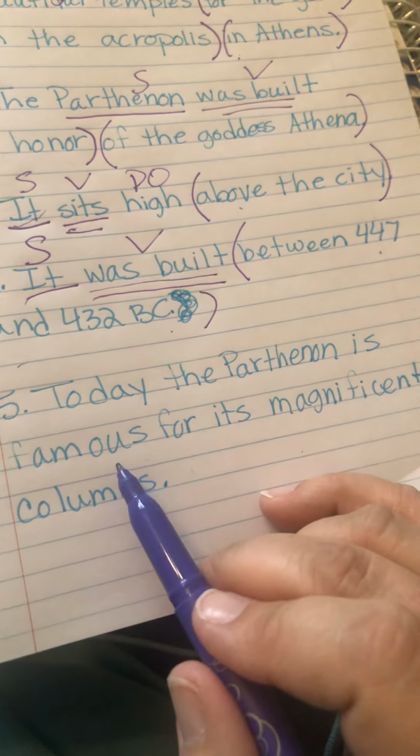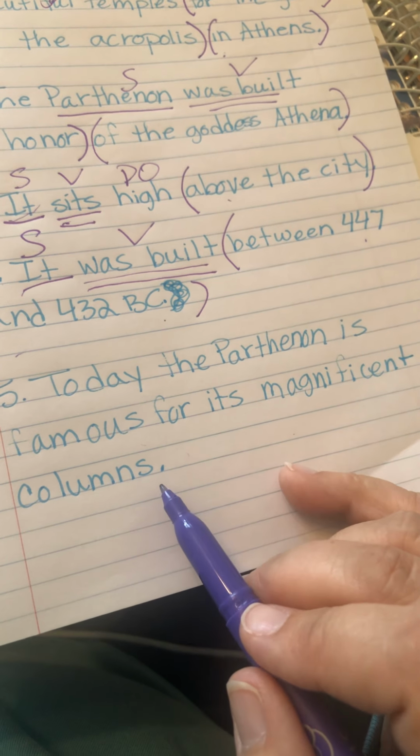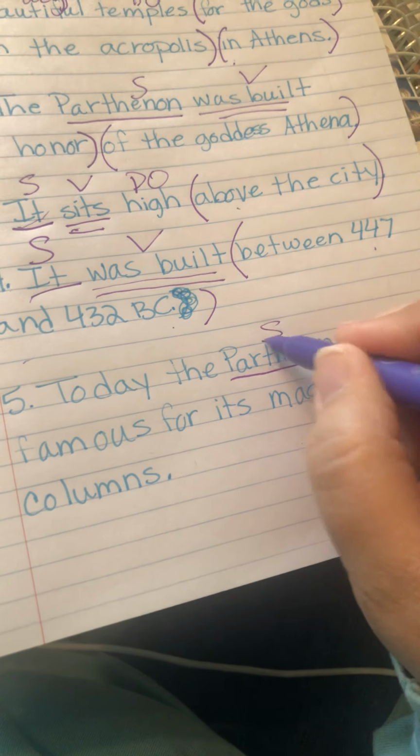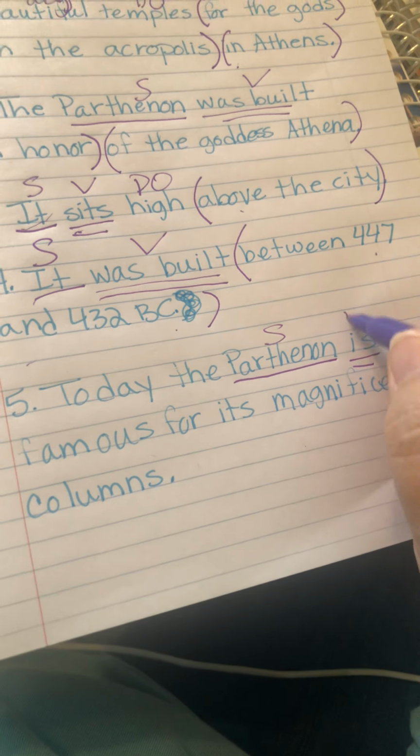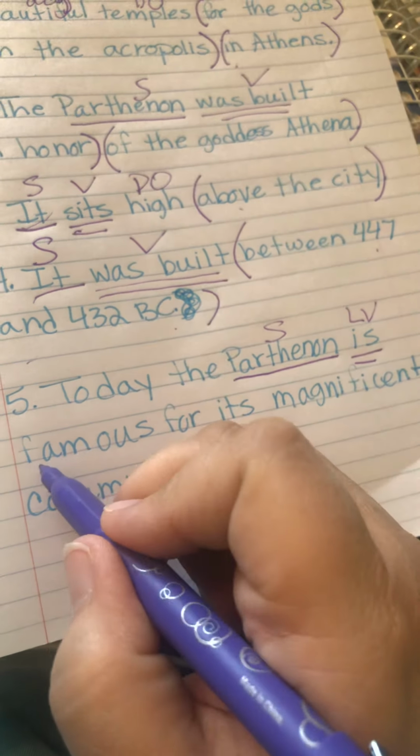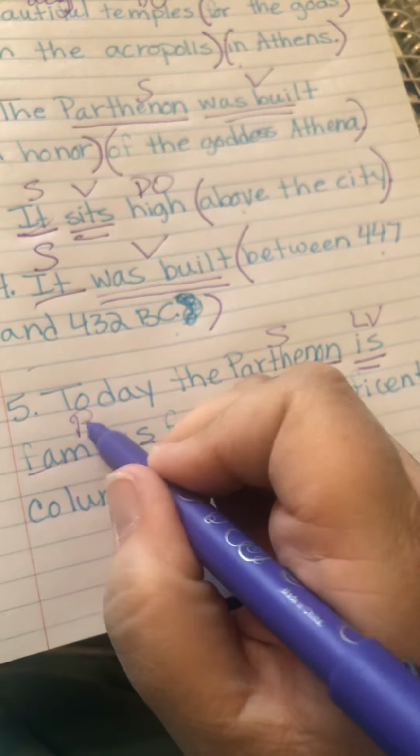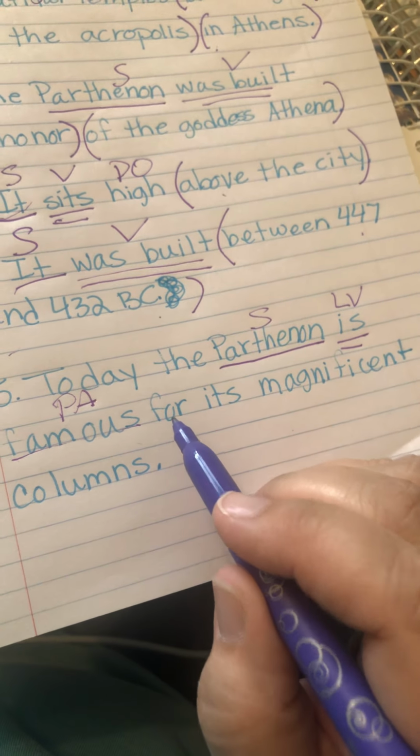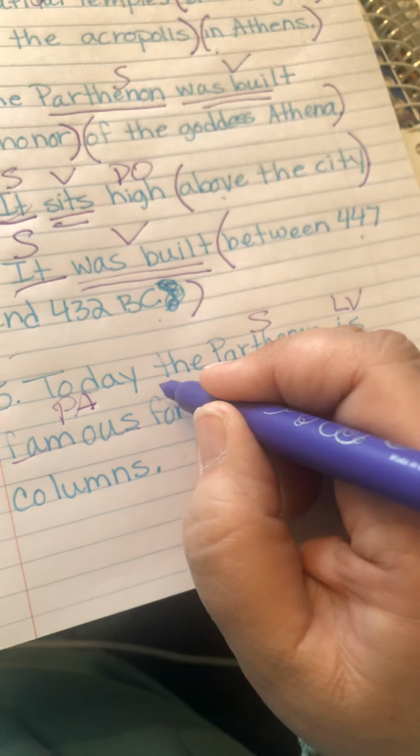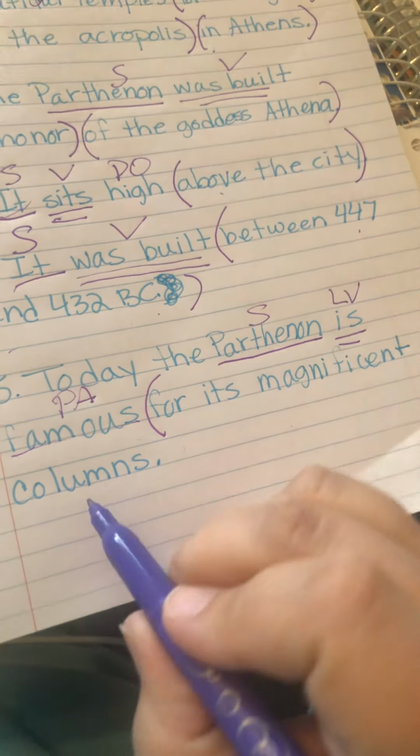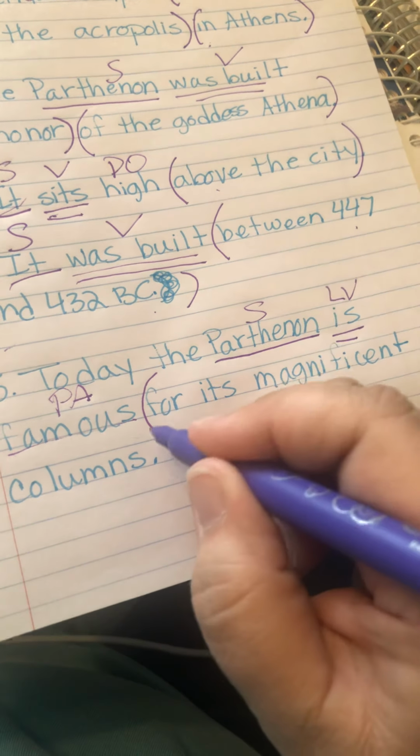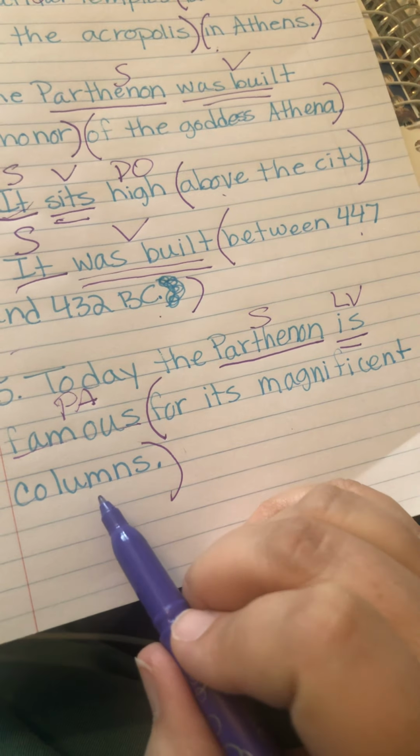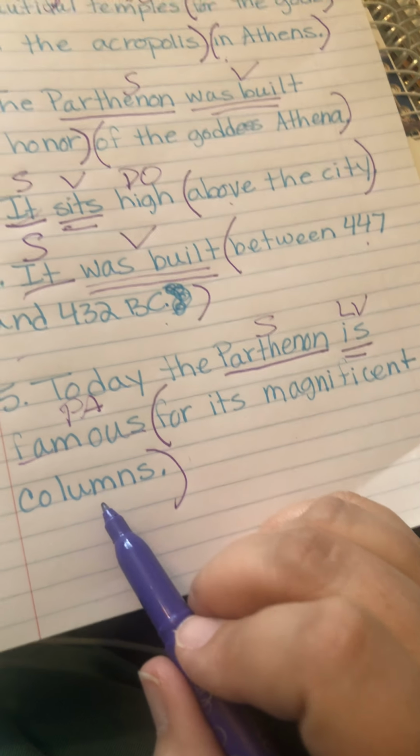"Today, the Parthenon is famous for its magnificent columns." Well, the Parthenon is my subject. Is my linking verb. Is what? Famous. That is a PA. For, that's a preposition. For what? Columns. So my prepositional phrase starts here, and since columns is the object of my preposition, it ends here. Its, magnificent is helping to describe columns.